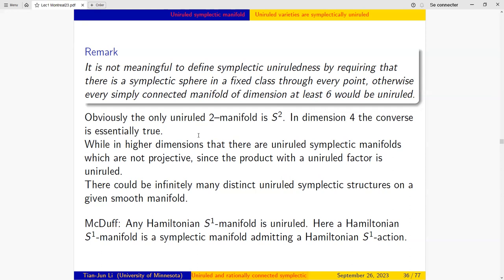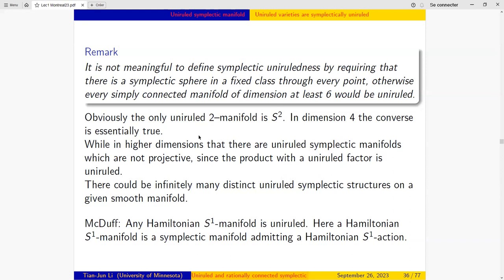In higher dimensional situations, certainly, you have uniruled manifolds. If we take an arbitrary symplectic four manifold and cross with S2, that's symplectic and uniruled. But X, as I said, in dimension four could be very different. There's no hope to classify uniruled manifolds. But there's another very nice class of uniruled manifolds in the Hamiltonian setting as well. So this is a broad class. You just need a circle action.